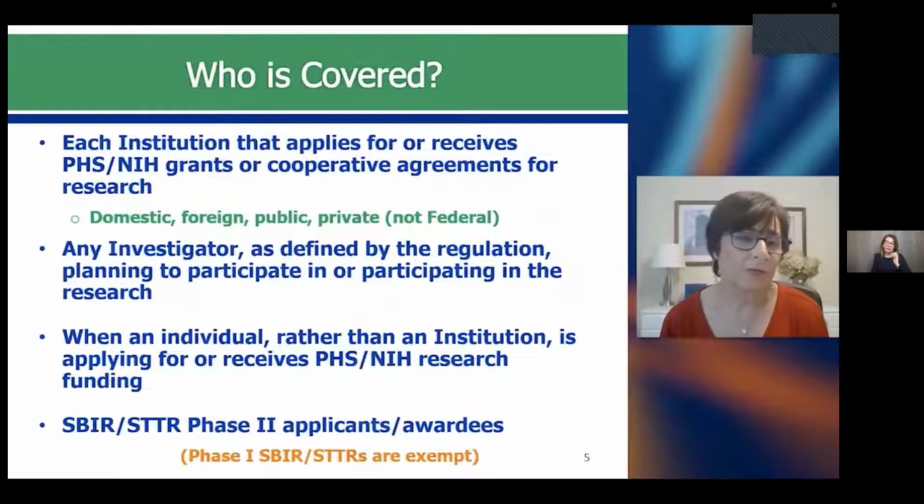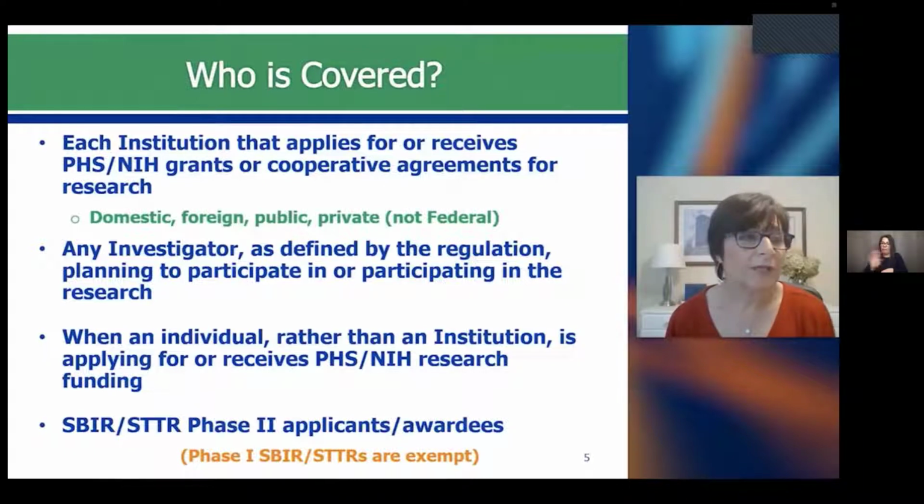So who's covered by the regulation? First, it's each institution that applies for or receives Public Health Service or NIH grants or cooperative agreements. So this includes domestic, foreign, private, public, for-profit, not-for-profit institutions. It does not cover federal agencies.